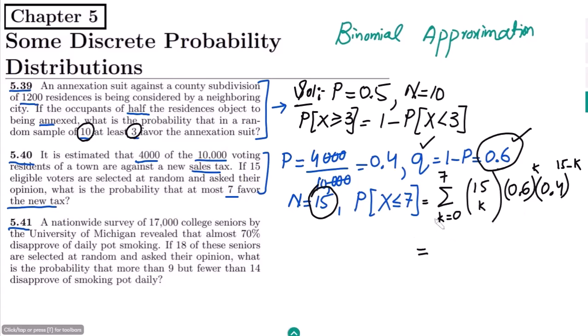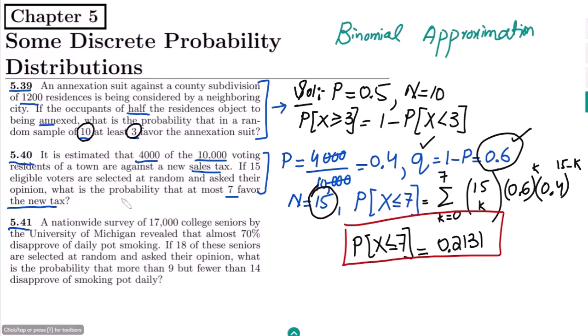Then we have to calculate it, and after calculating it, the answer would be 0.2131. That is the probability that x is less than or equal to 7, and that is what we wanted to find out here. That is basically the solution of question 5.40. So this is what we have done.